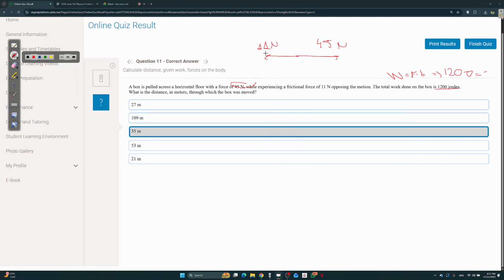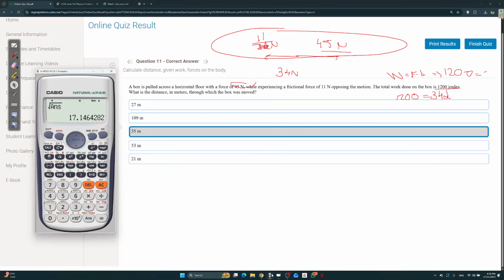Which force do we take? We find the net force. If you have 11 going to the left or 45 to the right, how do you find the net force? You simply subtract them. You get 34 newtons. So you're going to get over here 1200 is equal to 34 times the distance d, we don't know it. And then you do 1200 divided by 34.